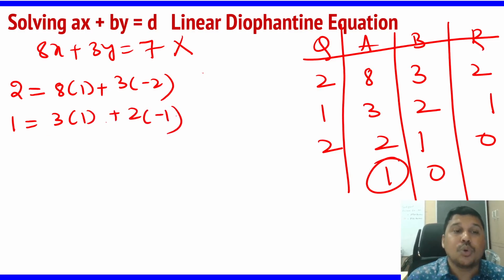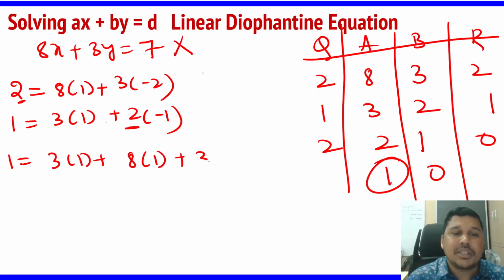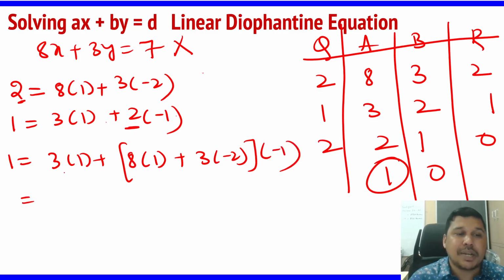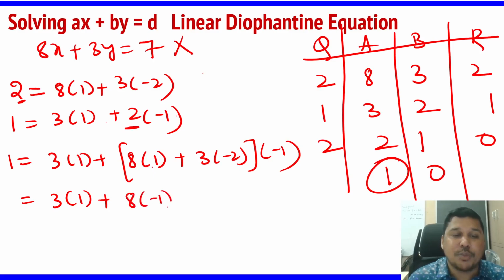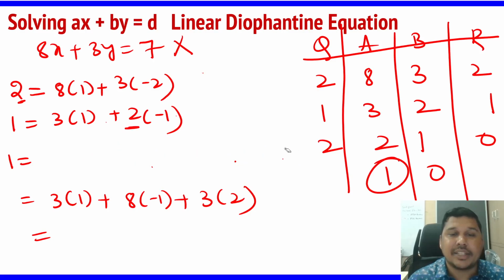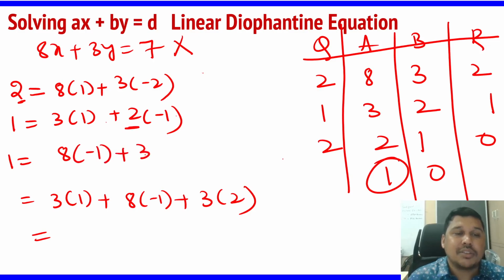I wrote this. Now do reverse substitution. You take the second equation and substitute it in place of 2. So the equation becomes 3 into 1 plus 8 into 1 plus 3 into minus 2, whole multiplied by minus 1. This becomes 3 into 1 plus 8 into minus 1 plus 3 into 2. If I equate it again, it becomes 1 is equal to 8 into minus 1 plus 3 into 3.